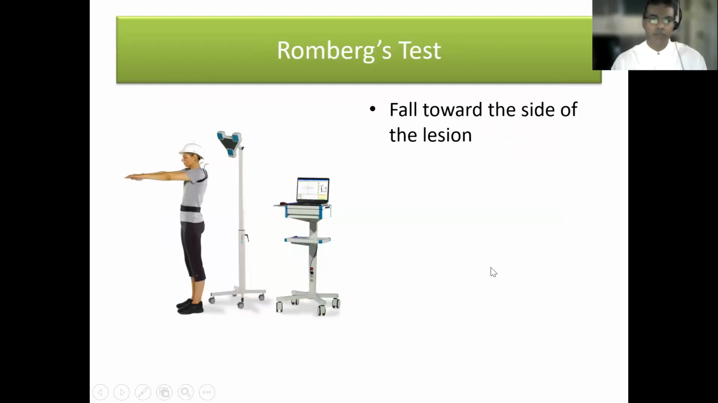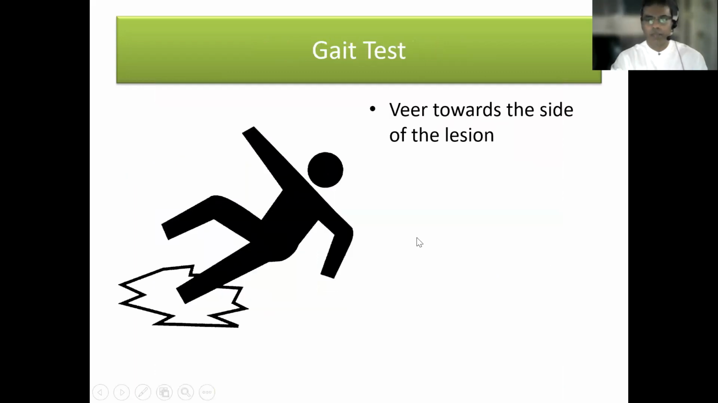Okay, so if you have an abnormal Rombergs, the patient will tend to fall towards the side of the lesion. Okay, and again, during the Gait test, if the subject tends to veer towards the side of a lesion, there is a vestibular deficit.